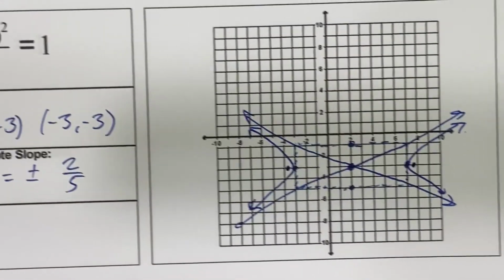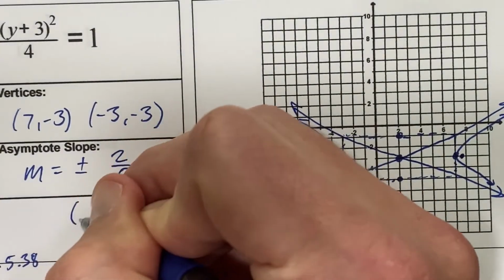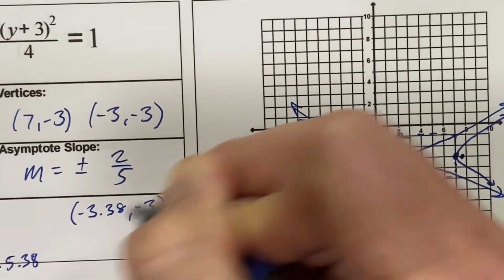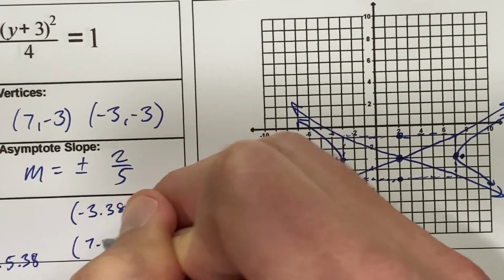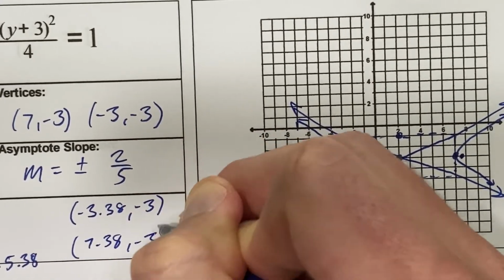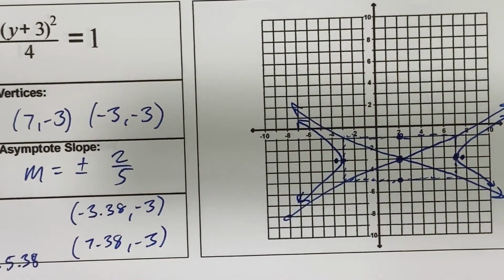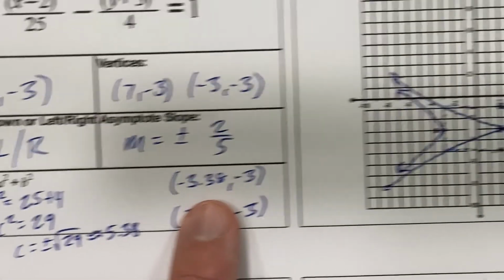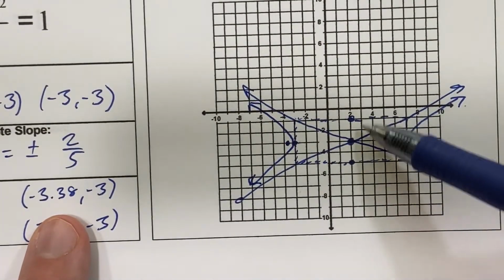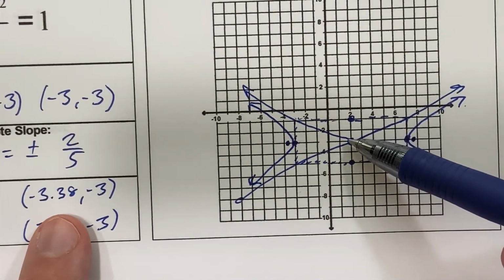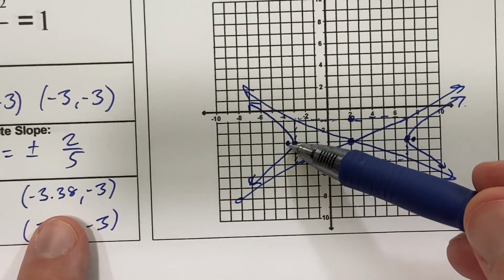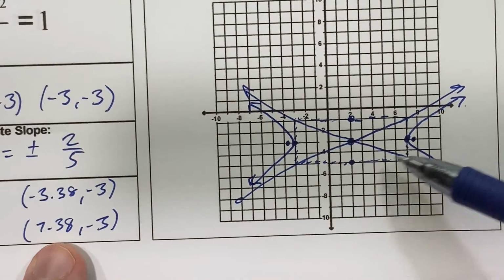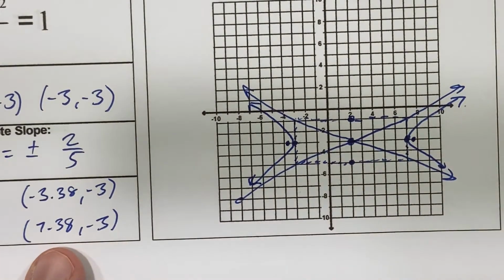So my foci will be at -3.38, -3, and 7.38, -3. Sometimes you see that written as plus or minus square root of 29, so they'll use the center and they'll say like 2 minus a square root of 29 to go that way, and then 2 plus a square root of 29 instead of 7.38, so just be aware of that.